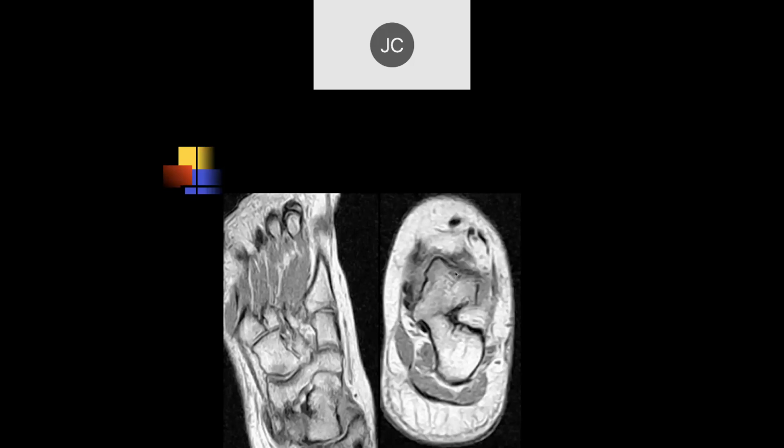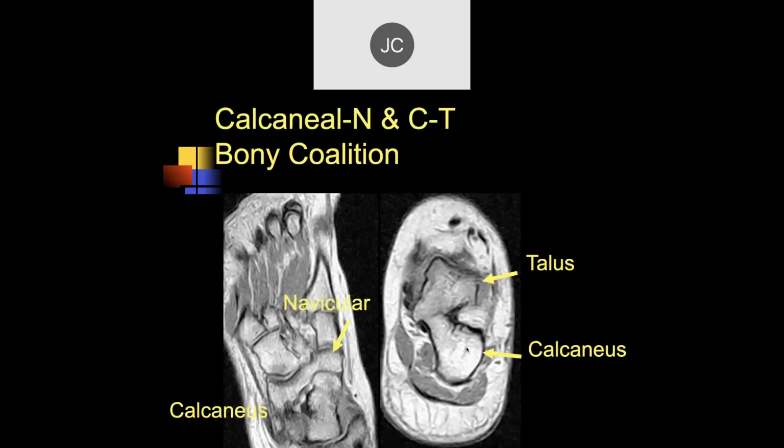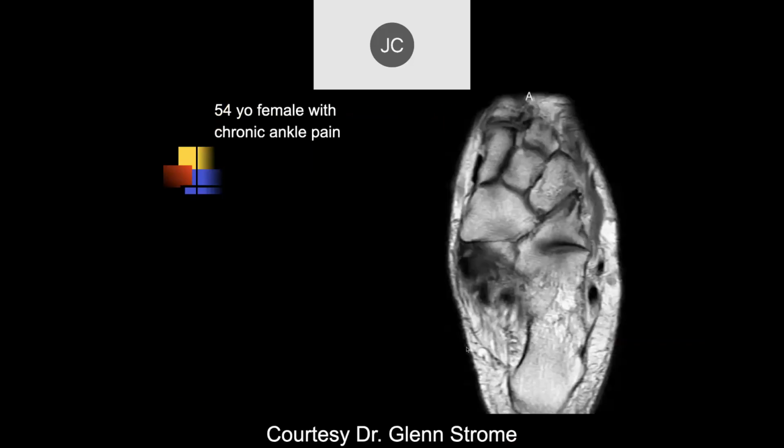And then if we go to the coronal images, what we see here is the talus and the calcaneus. So what bones are involved here? So it's a talus and calcaneus. Yeah, talus, calcaneus, and navicular are all coalesced with a bony coalition. So a little bit more severe disease here. Okay, Tayson.